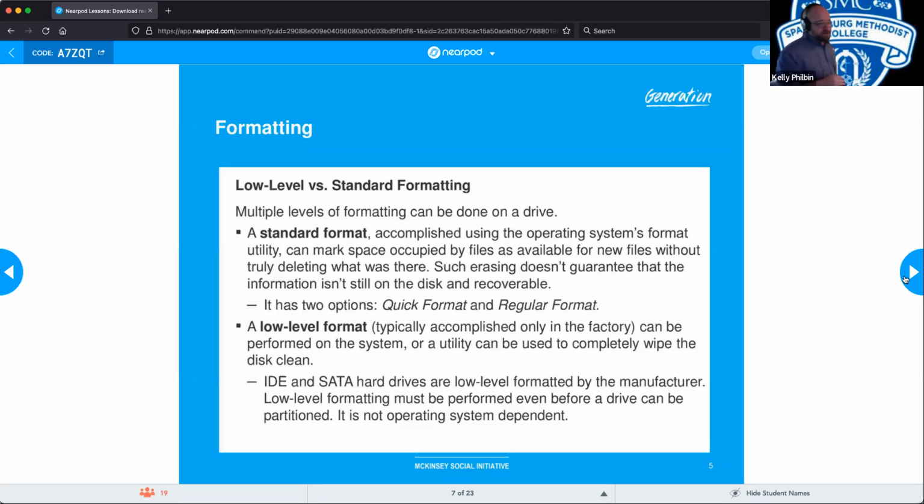So low-level formatting does not mean it is a lesser form of formatting. It's actually more intense. It's going deeper into the drive itself to perform that formatting, and it is something that must be done before a drive could even be partitioned and set up for operating systems.